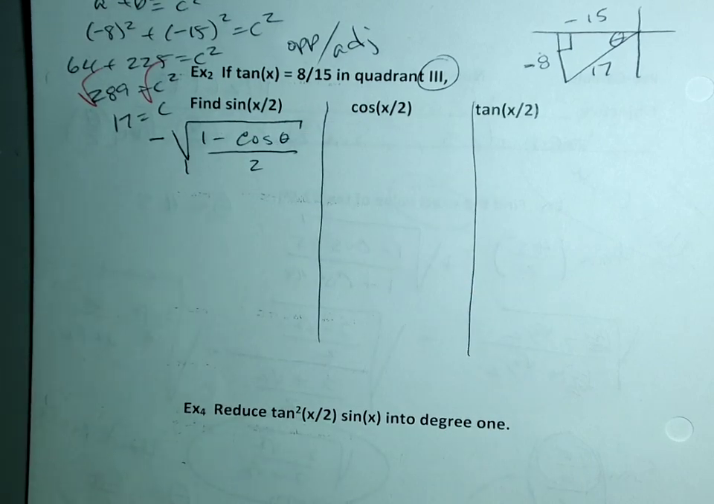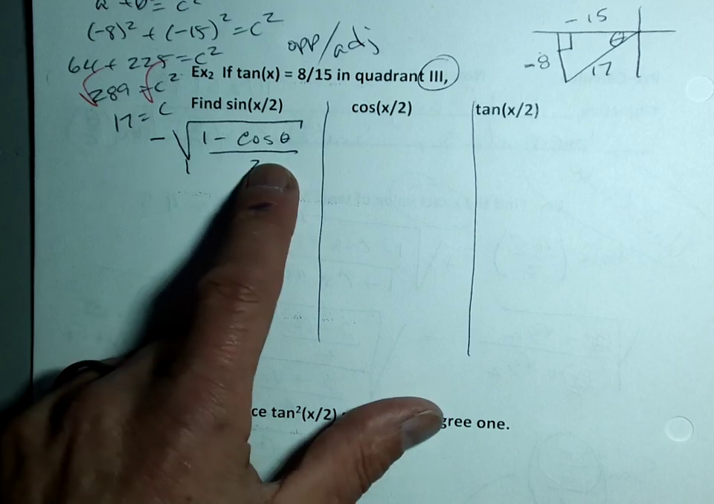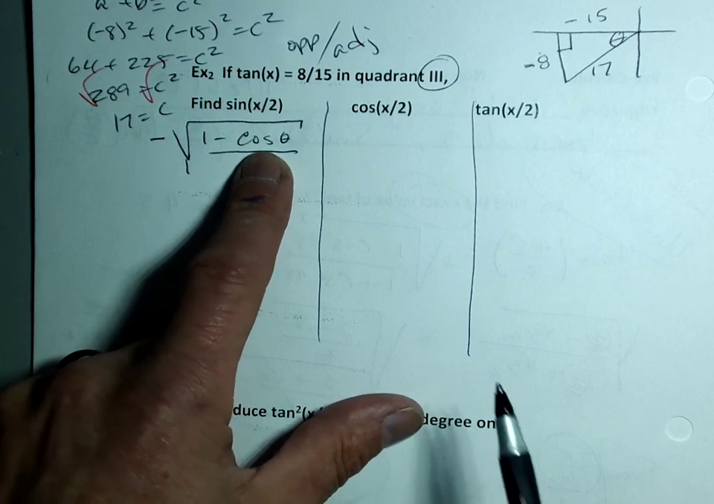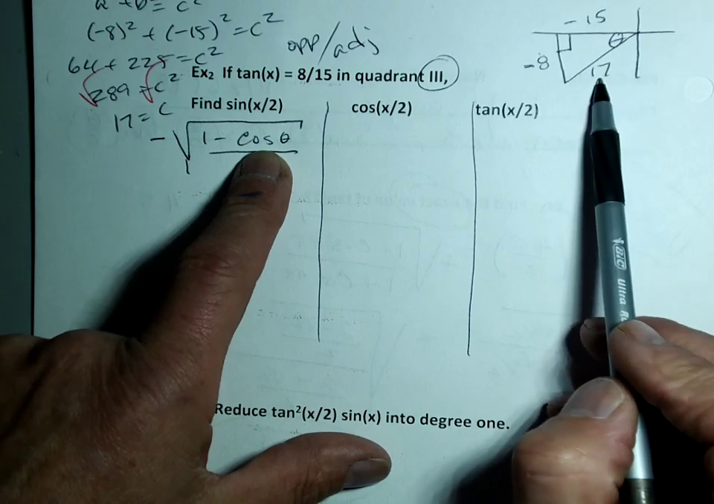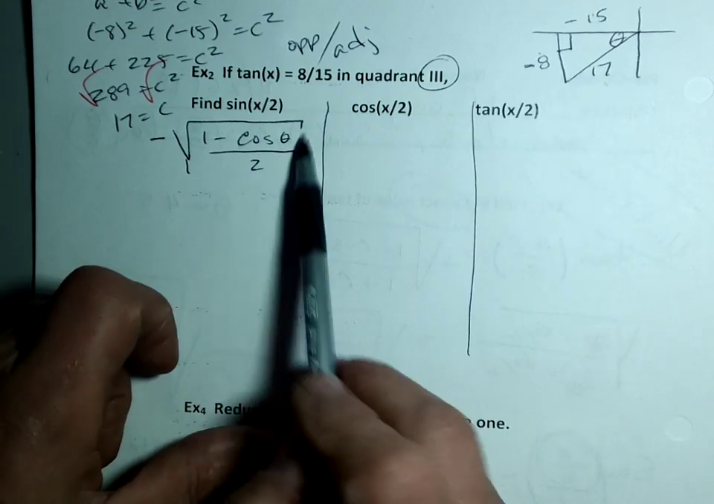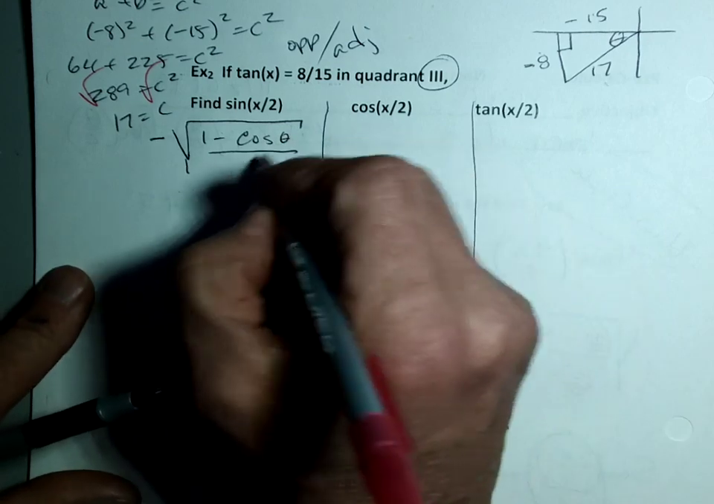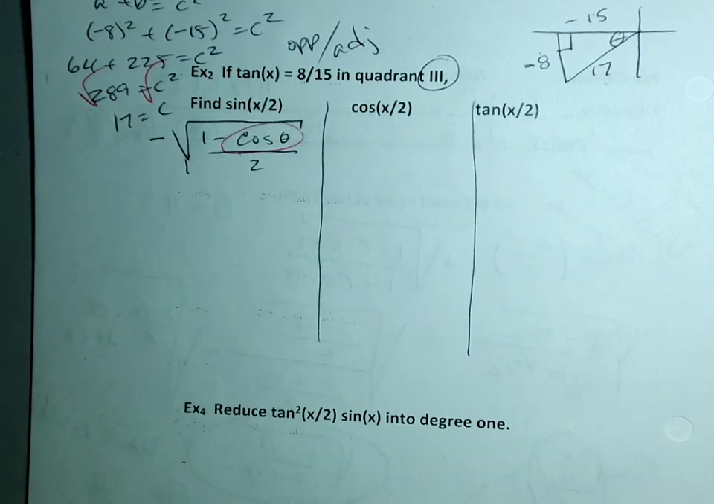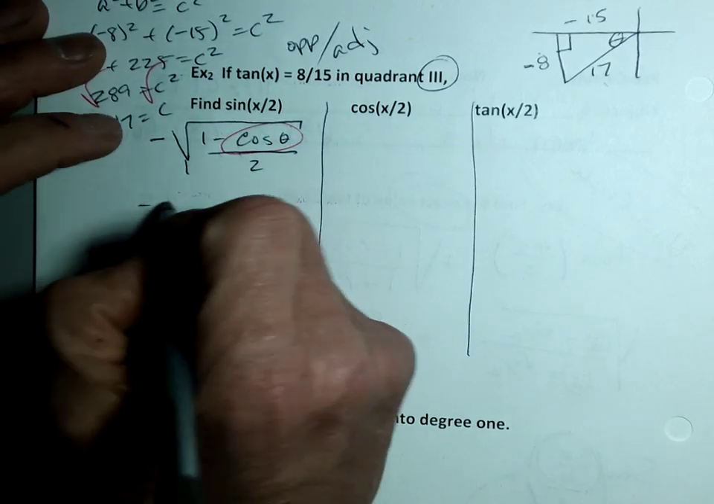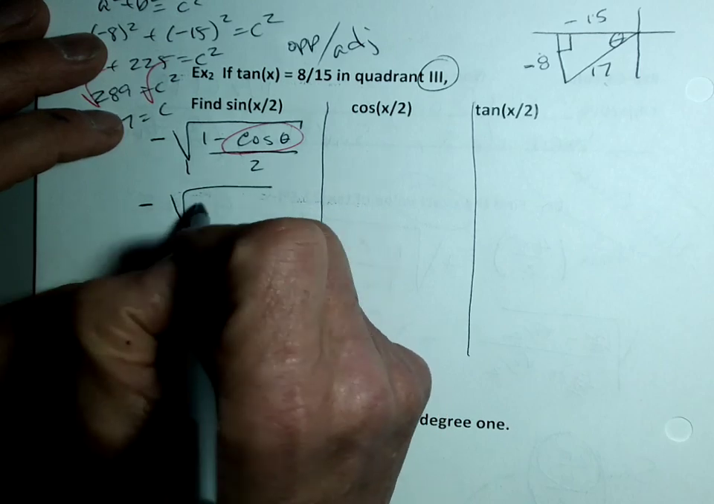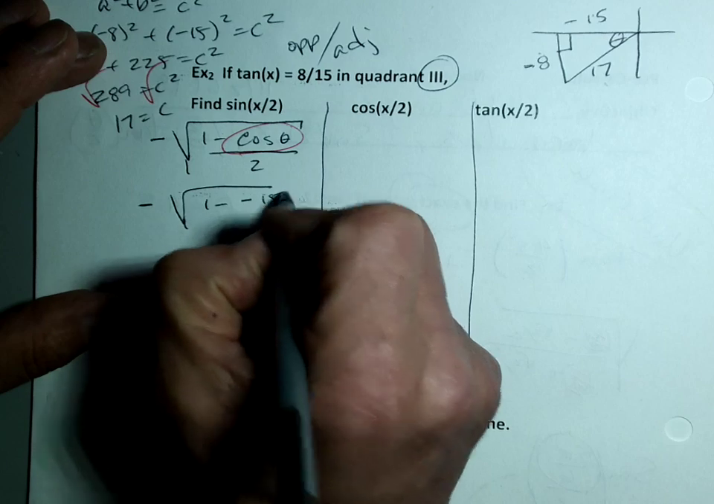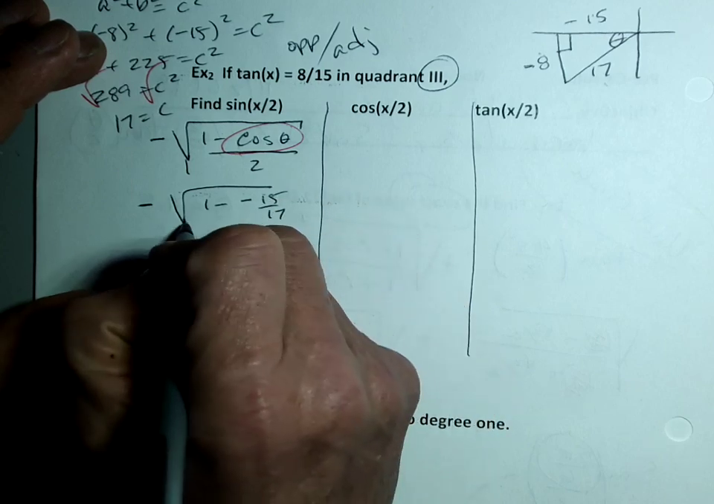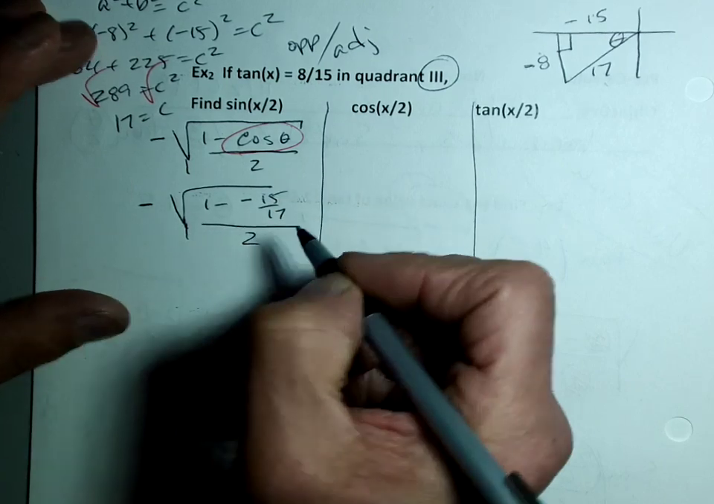We're not on the unit circle, but we've got a triangle, right? So cosine is adjacent over hypotenuse, right? So it's going to be negative 15 17ths. So right here, we're going to write negative 15 17ths, right? So we're going to go negative square root of 1 minus a negative 15 17ths all over 2. Okay, how am I doing?